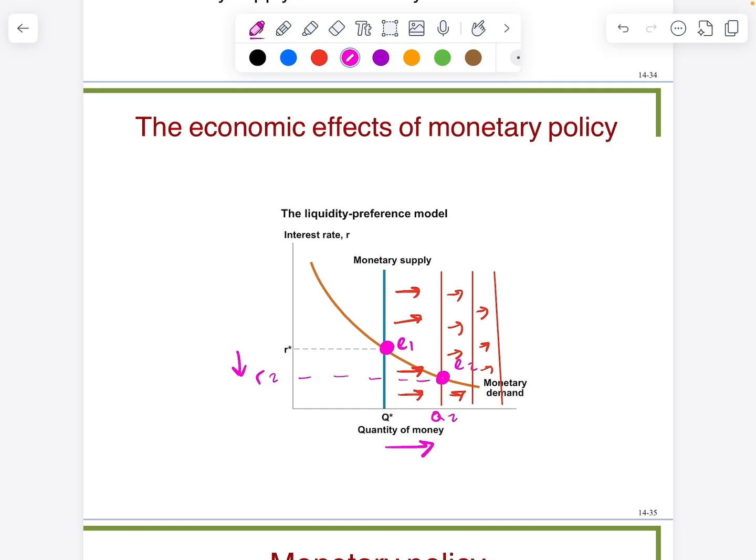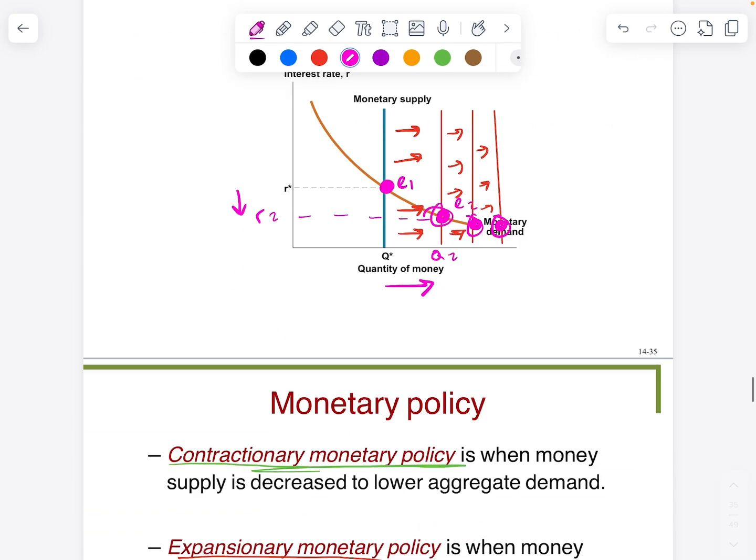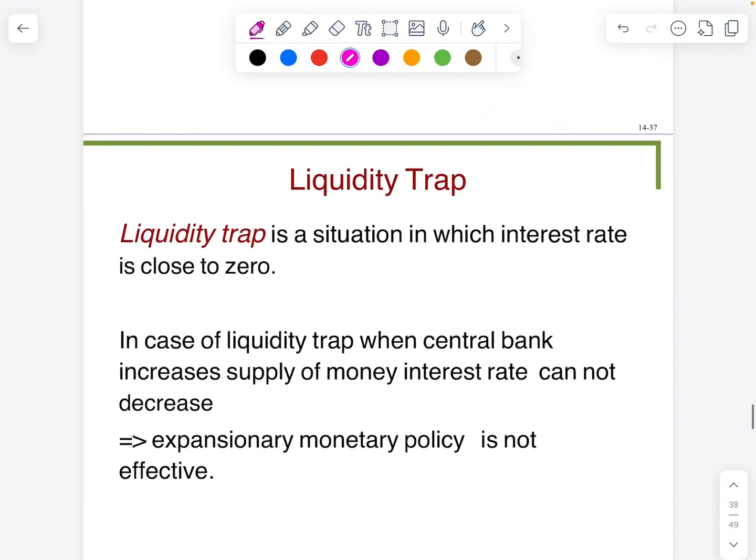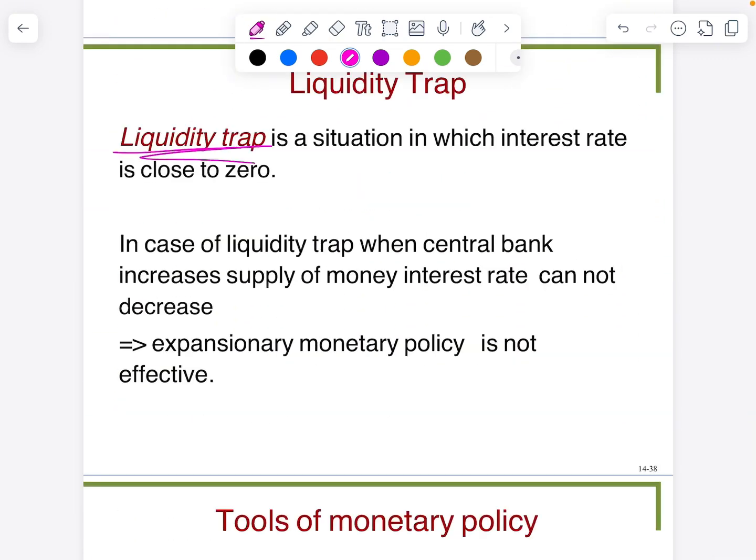What's going to happen is, you can probably already see it, this change from this point to this point to this point is very small, right? There's not that much room. So you want to be really careful with this, because what can occur is something called the liquidity trap. Basically, in the liquidity trap, the interest rate is close to zero.